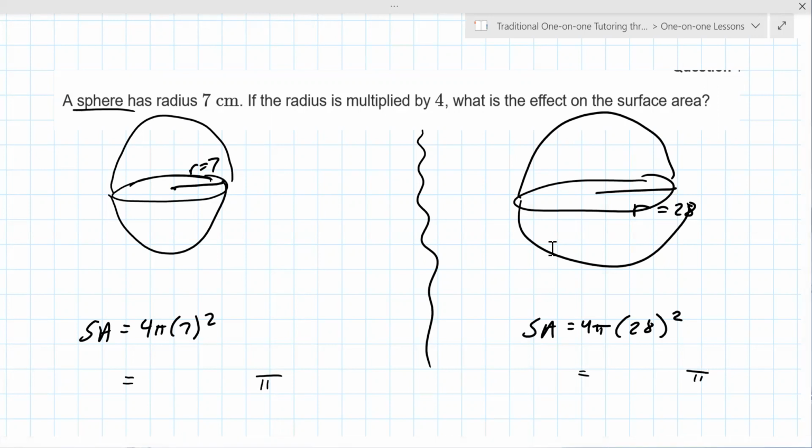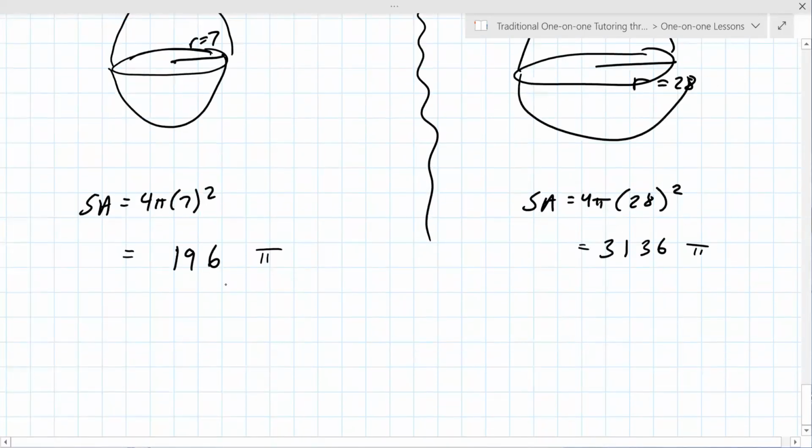So for the first sphere, which has a radius of 7, I get 196 pi. Okay. And give me the same thing over here on the right. I get 3,136 pi. Like this? Yes. Okay. Now take the larger number and divide by the smaller number. And you don't need to use the pi because they cancel out.